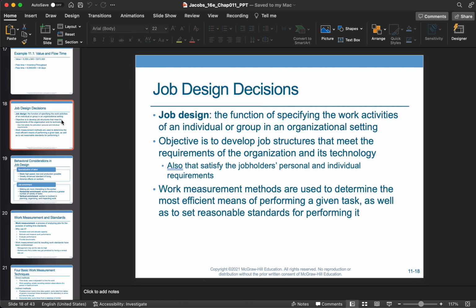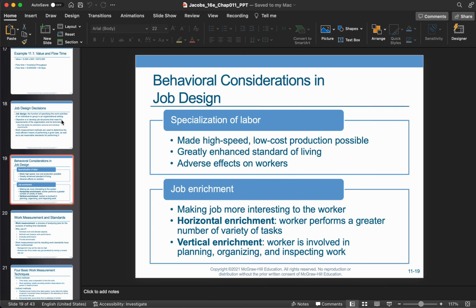Now, job design decisions are important to look at. There are two things you could do. You could have people who do a single thing and single thing only, which is specialization of labor. So they can either specialize or not. If they specialize, they'll be doing the same thing over and over again. That is good for the company because it means high speed and low cost production, since people keep doing the same thing over and over again.